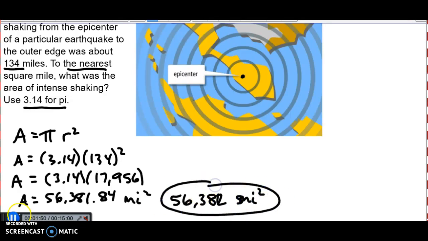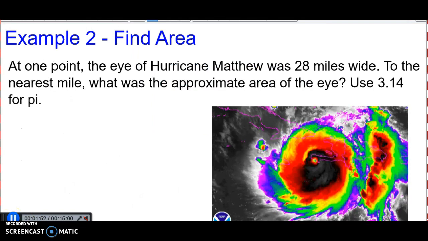miles squared. Sometimes we won't be given the radius, we'll be given the diameter, and we have to find the radius given the diameter. So if we're looking at the eye of Hurricane Matthew and it's 28 miles wide, that would be the diameter. That'd be the distance all the way across. So if the diameter is 28, then my radius has to be half of that, which is 14. So if I want to find the area of the eye of the hurricane, then I can use my formula, area equals pi r squared, and now I'm going to substitute what I know.